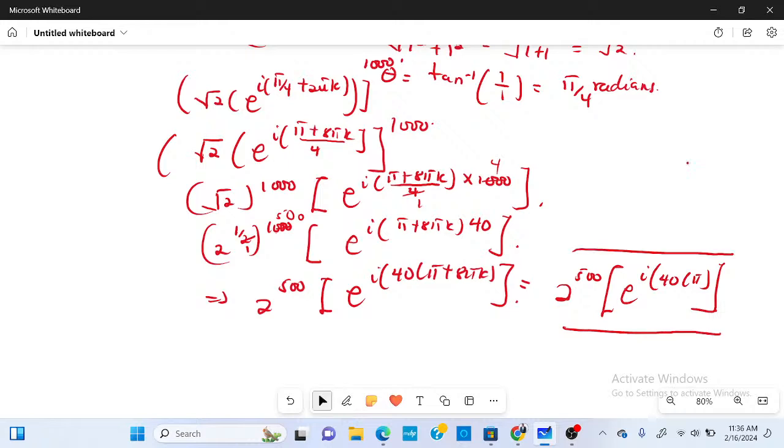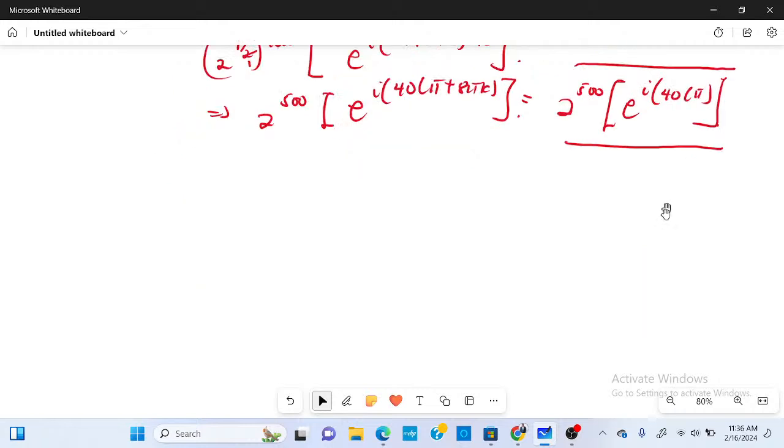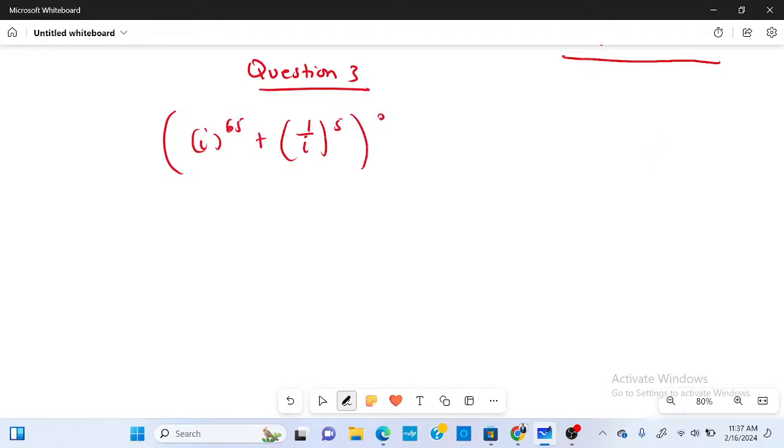So let's move to the next problem. So we have question 3. For our third problem, let's take an expression here: i to the power 65, plus 1 over i all to the power 5, everything squared.